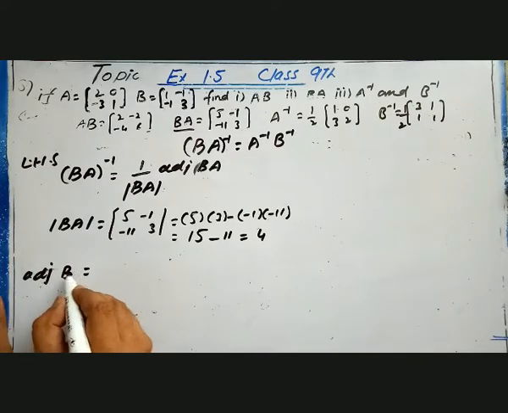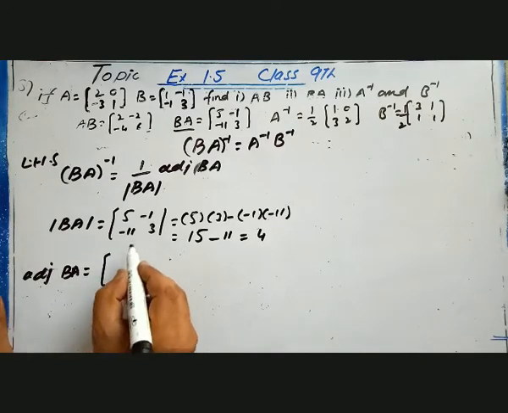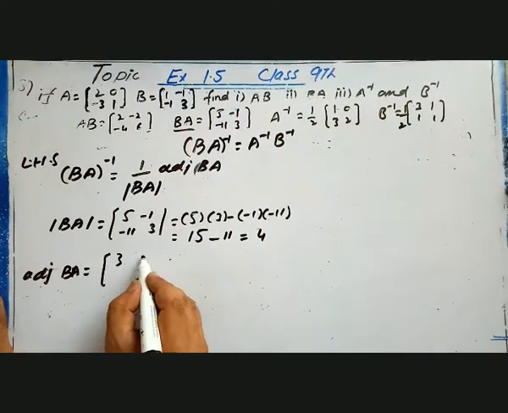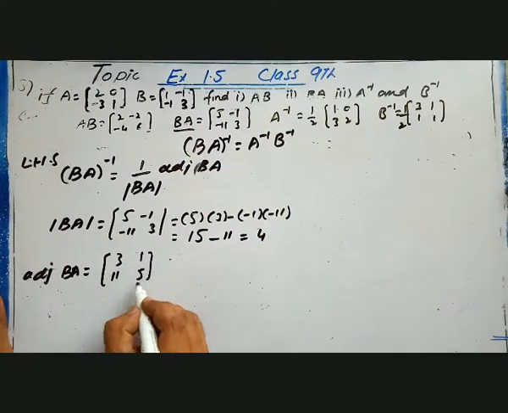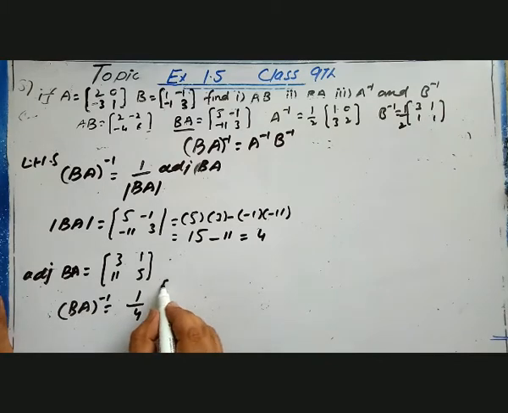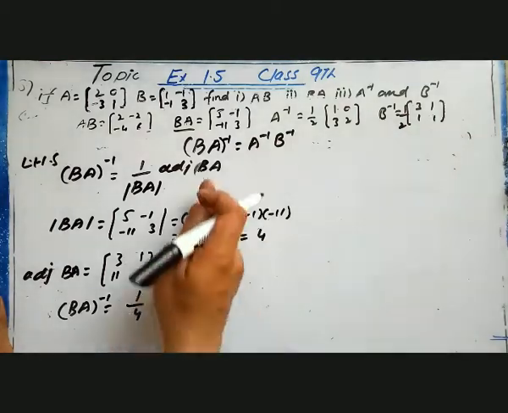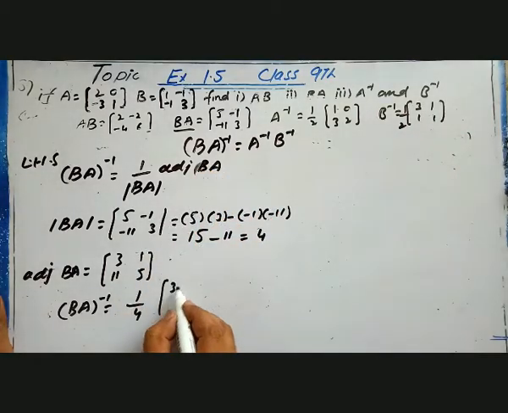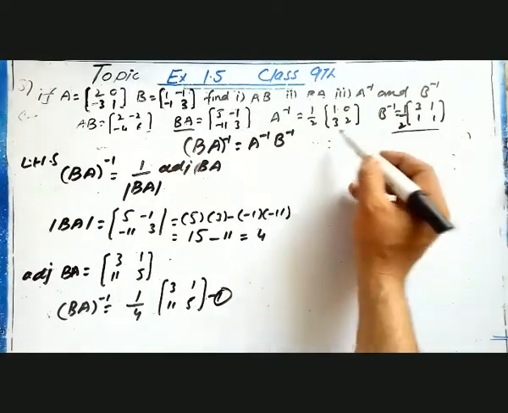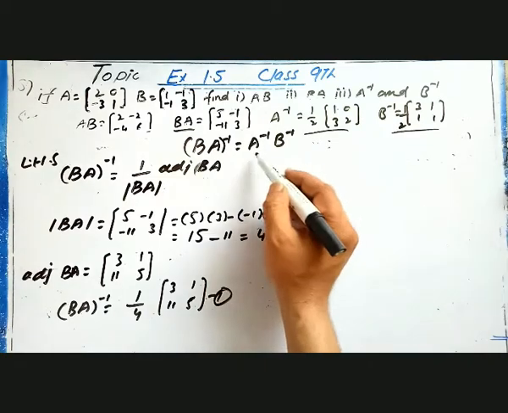B will be equal to BA. That is, change the place of these two, so 3 5 and sign of these two, that's 11. So BA whole inverse will be equal to 1 over 4, that is determinant of BA, and this one is 3 1 11 5. Remember first.